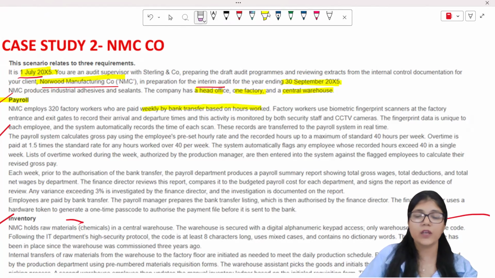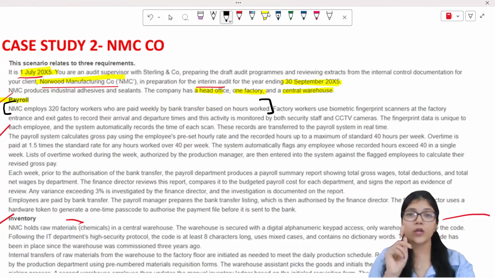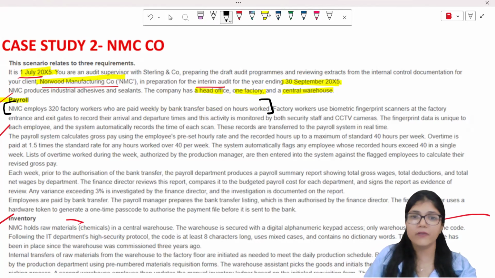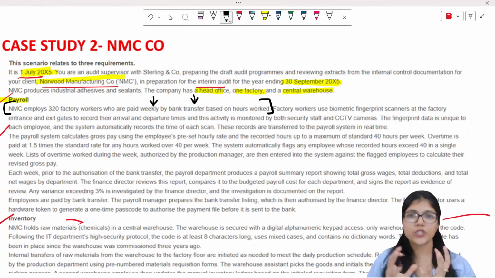Now, this is something which is a classic example. A lot of students might feel that this is something that they are doing good because they are paying weekly and because they are paying by bank transfer. But guys, don't you think it is actually the responsibility of the management? It is actually the responsibility of the company to pay their employees for the hours they have worked. Don't you think that's the bare minimum that they are doing?